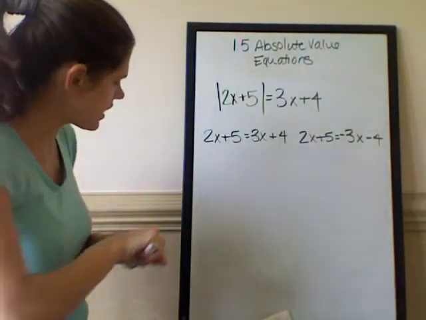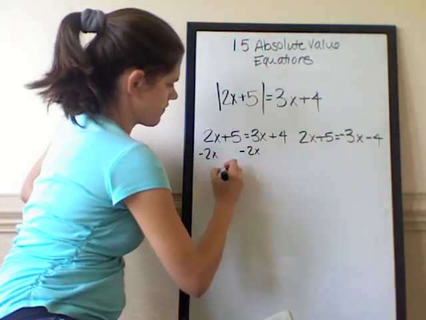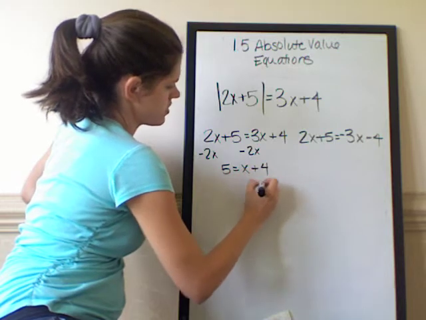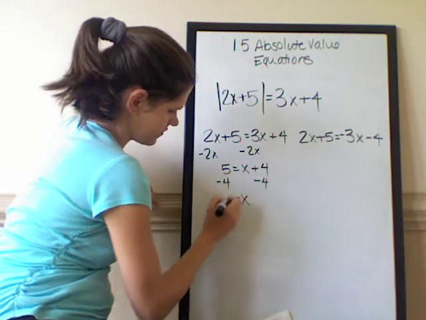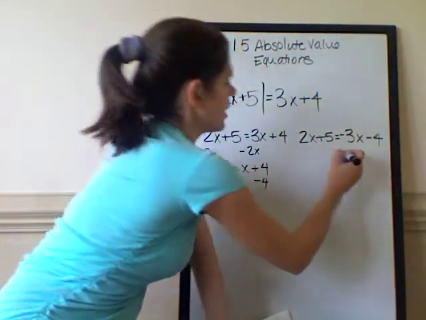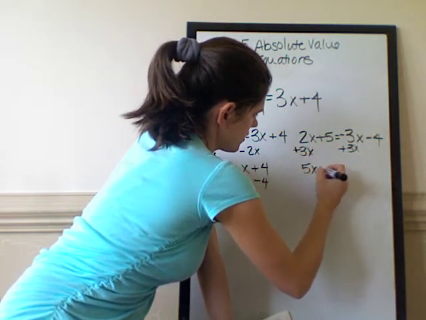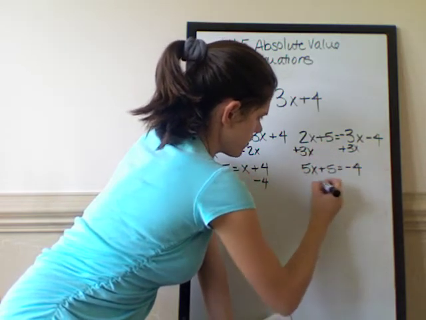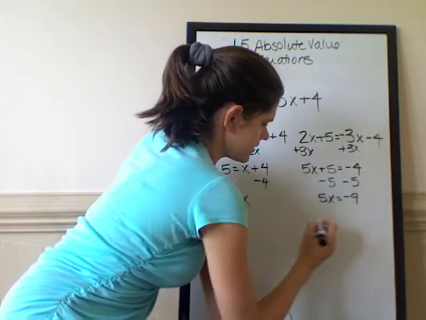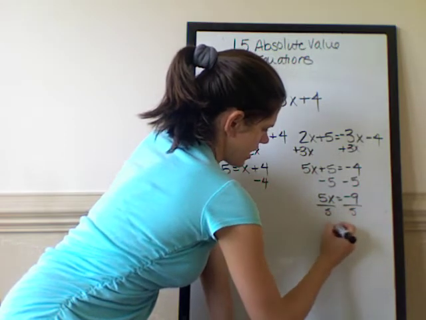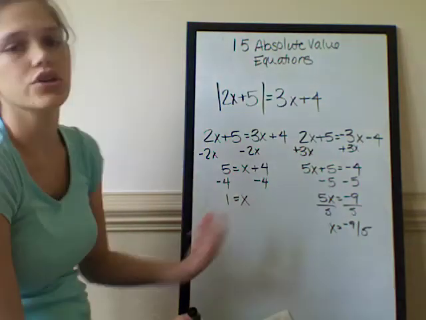So when I solve these out, I'm going to subtract over the 2x. I get 5 equals x plus 4, subtracting the 4, and I come out with 1 equals x. Over here, I'm going to add the 3x to both sides so I can keep it positive. So 5x plus 5 equals negative 4. Subtract 5. 5x equals negative 9. Dividing by 5, x equals negative 9/5. Alright, I have two answers.